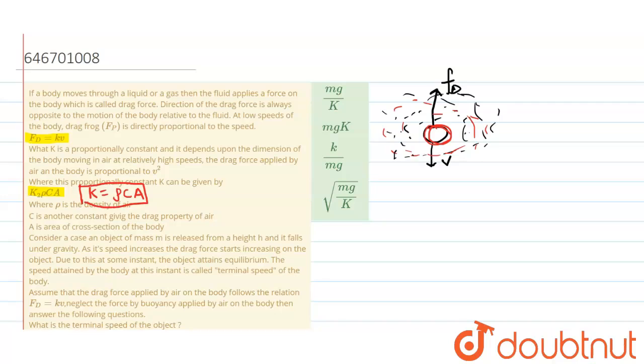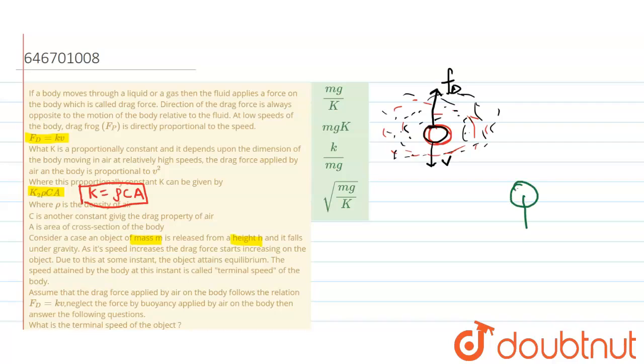Now further in the question it is asked, consider a case: an object of mass m is released from a height h and it falls under gravity. As its speed increases, the drag force starts increasing on the object. Okay, let us consider an object. It is falling free.